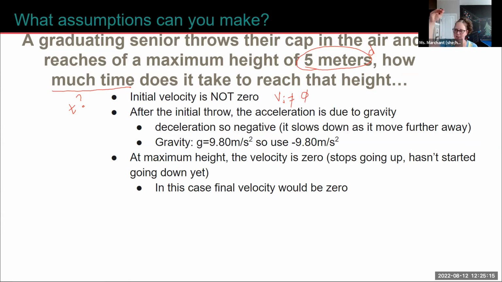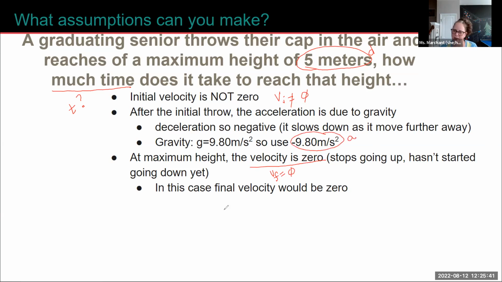And then it's going to reach that top point where the velocity is 0, because it's slowing down and then it's speeding up. So at that very top, that final velocity would be 0. So the velocity final, or the velocity at the top, would be 0. And the acceleration would be gravity.